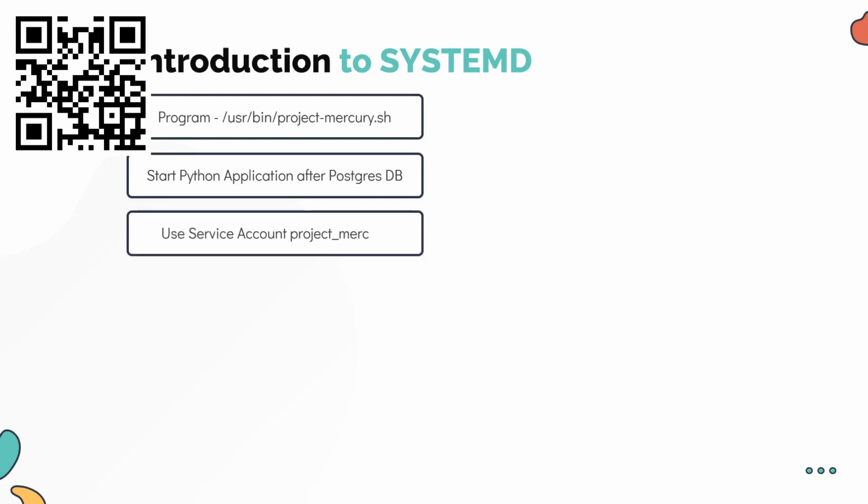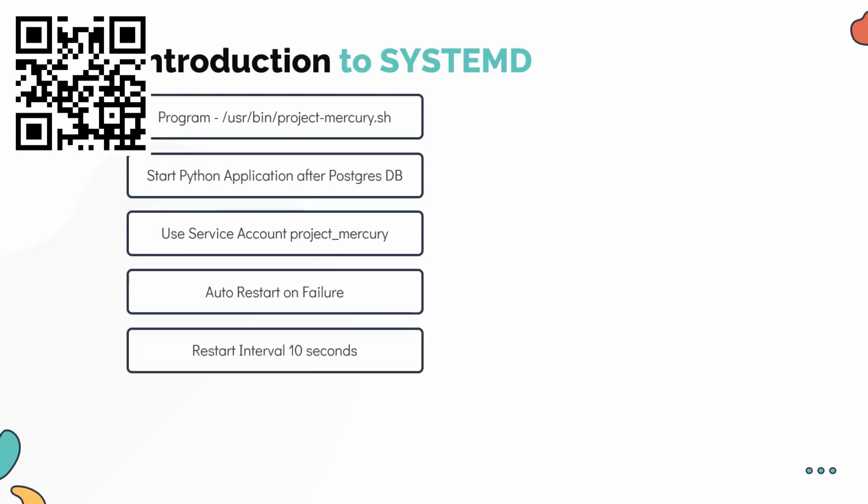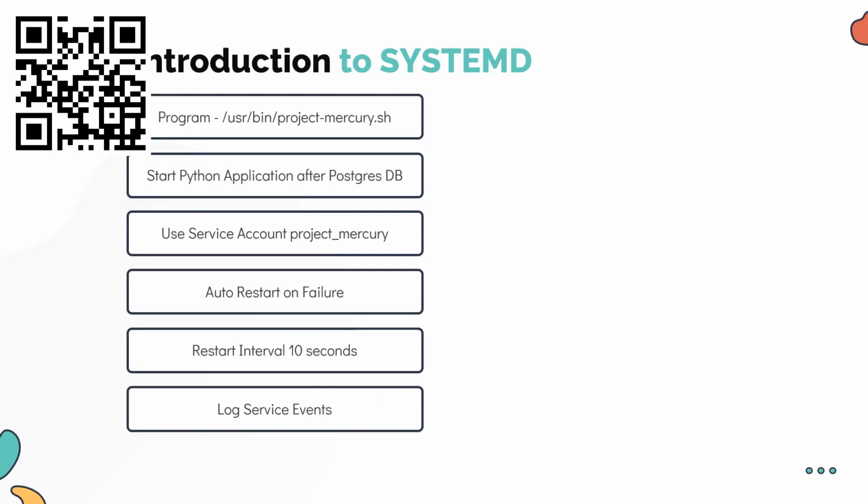A service account by the name of project_mercury has already been created in the system. The service should make use of this user to run. If the application fails for any reason, it should restart automatically. If it fails again, Bob wants to ensure that the system tries to bring it up after waiting for 10 seconds. Bob should, however, be able to shut down the service himself. In this case, it should not restart automatically. The application events, including start, stop, and failures, should be logged in the system somewhere. This is important so that the reason for the failure can be investigated later.